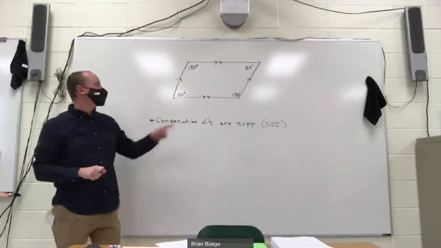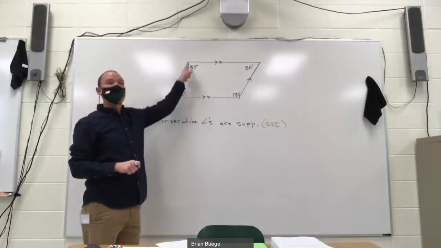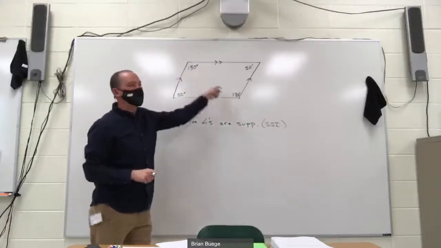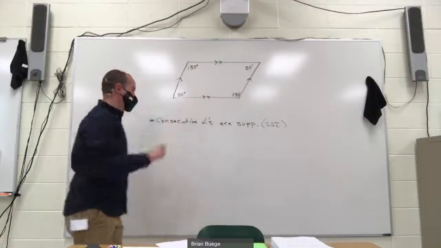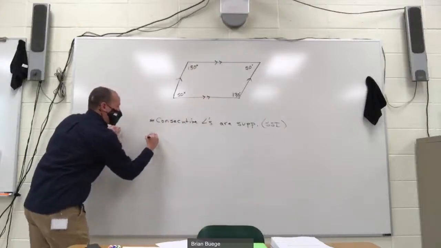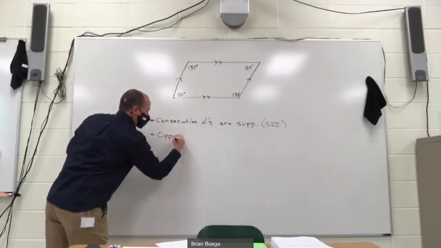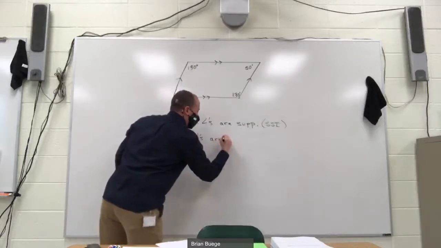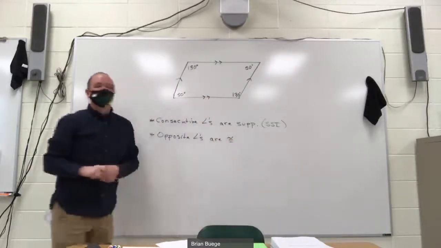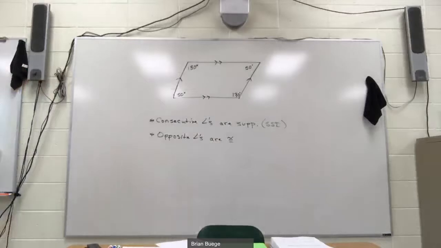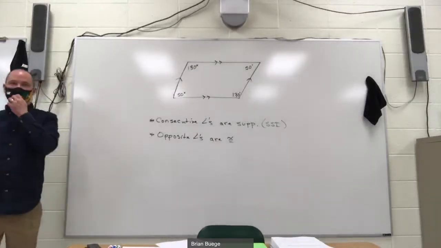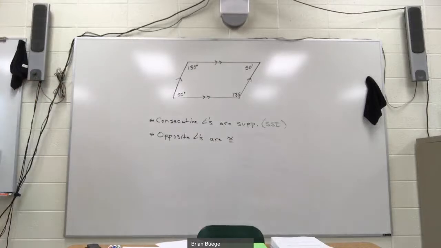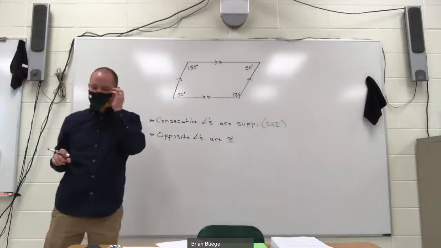Connor? Yeah. Consecutive angles are supplementary. Opposite angles are equal to each other. Okay? There's our next property we're going to put down. Opposite angles are congruent. Consecutive ones are supplementary. Opposite ones are congruent to each other. And like I said, I just made up some numbers just to kind of fit so that you had an idea of what was going on there.